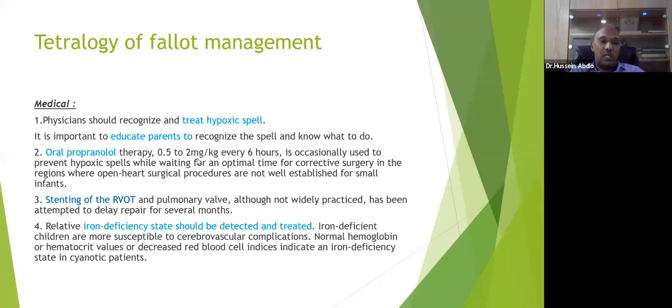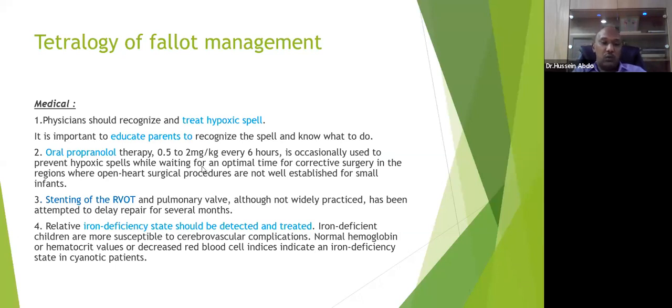Oral propranolol, we start it just while waiting for surgery, because it's not a treatment, it is just a palliation. This oral propranolol will decrease the heart rate, it's a beta blocker, and will decrease the RVOT spasm. Sometimes this patient might need what we call an RVOT stent, which is done by cardiac cath. We need to keep the RVOT, or right ventricular outflow tract, patent. So we put a stent to keep the RVOT patent and promote pulmonary blood flow to the lung.